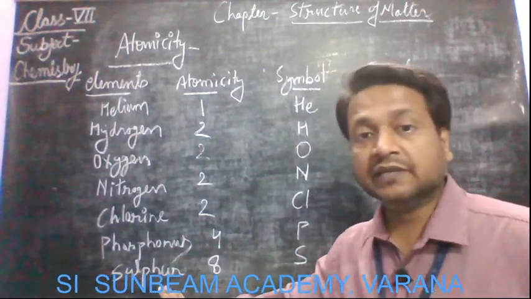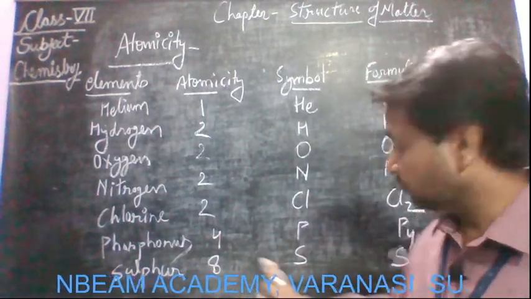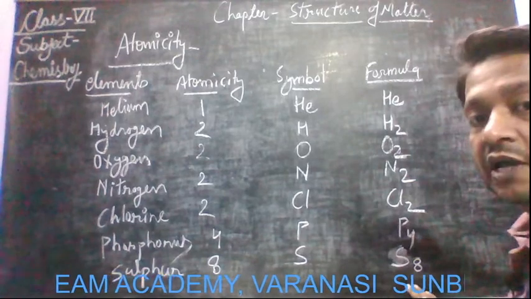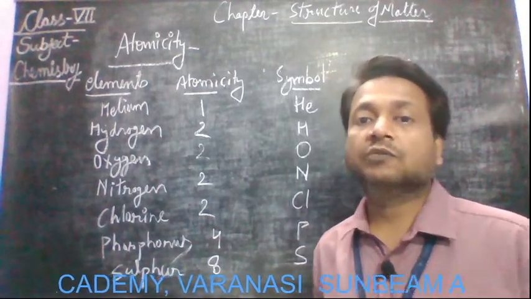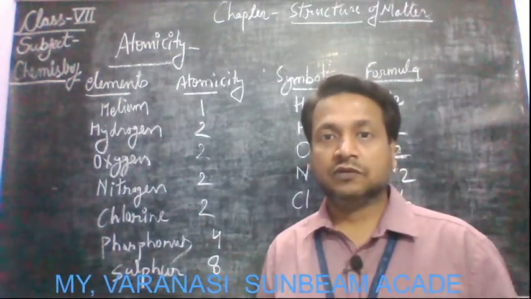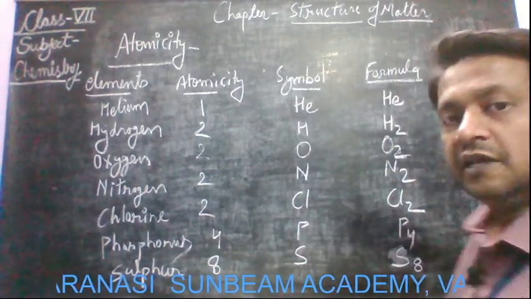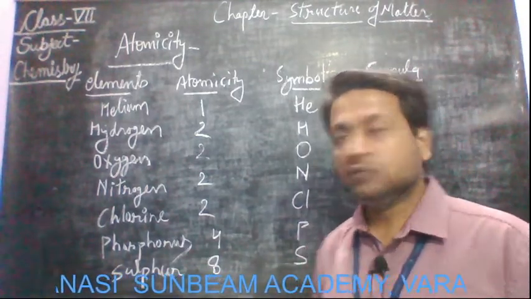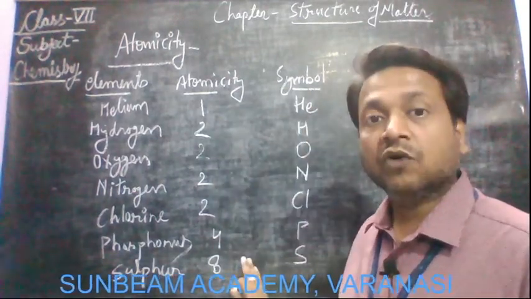The next element is sulfur. Its atomicity is 8. The symbol is S and the formula is S8. It means that one molecule of sulfur contains 8 atoms of sulfur. So that is why the atomicity is 8 and the formula is S8. So children, I hope that with the help of this table, you understood about atomicity.